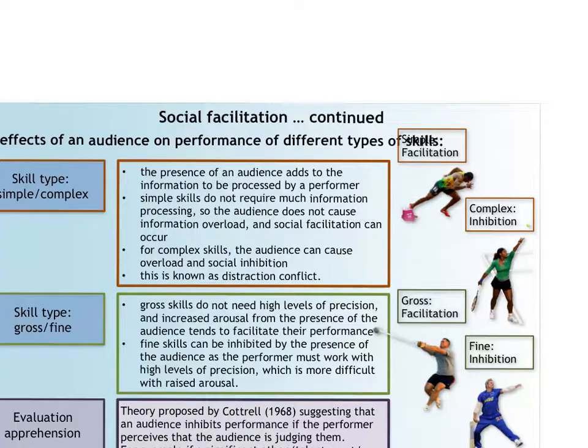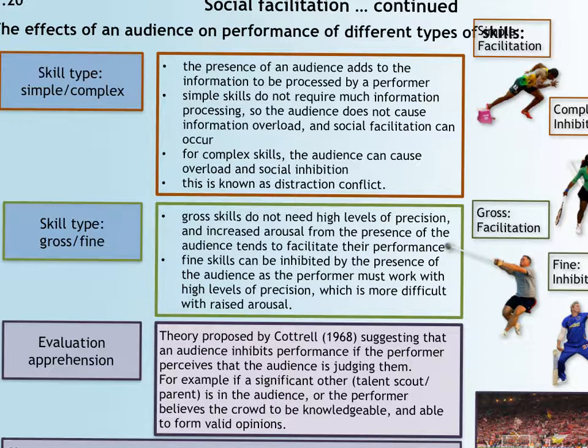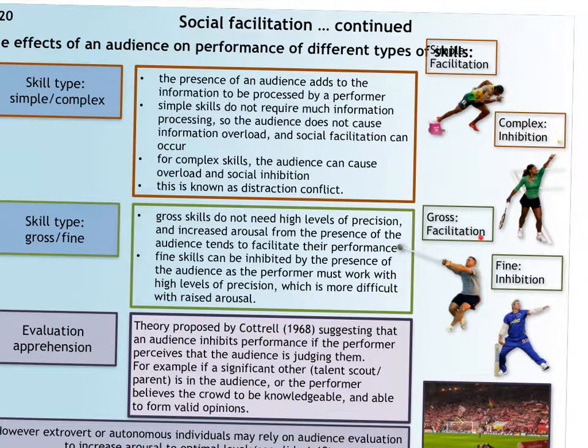The presence of an audience will not have too much impact on that. Moving on to the skill type, whether it's gross or refined. Gross skills do not need high levels of precision. We know that from week 1. Increased arousal from the presence of an audience tends to facilitate their performance. So think about gross motor skills. Here's a man throwing a hammer. You might want to think about rugby. Gross motor skills, where precision isn't particularly important, and the audience can bring about social facilitation. Fine skills can be inhibited by the presence of the audience, as a performer must work with high levels of precision, which is more difficult with raised arousal.